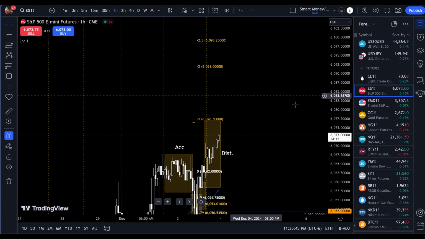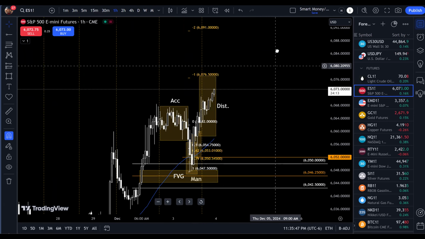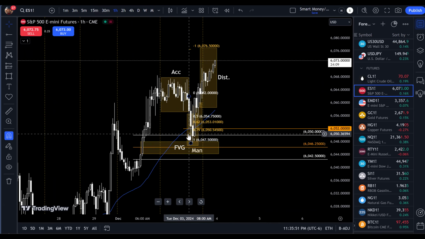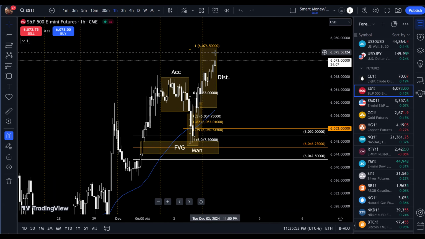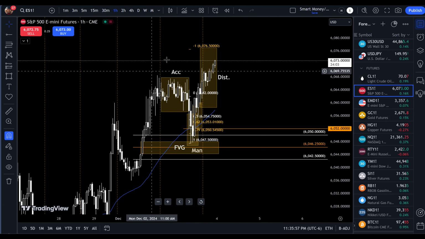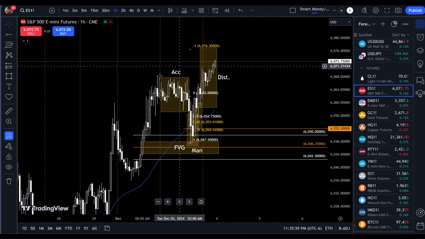All right. And as price is going up, see, we go from internal liquidity to external liquidity. As it breaks these highs, that's external liquidity. And it's external liquidity because it's sitting outside of the range.